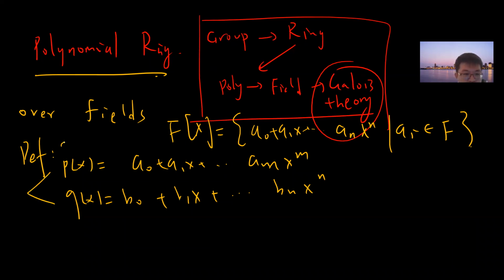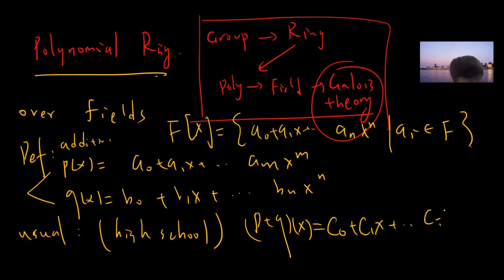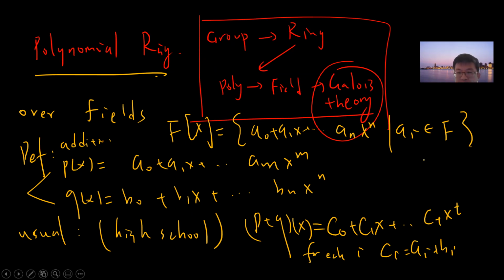And we need to define addition, right? Polynomial addition is just the usual polynomial addition. Usual means go back to your high school, so you just add. That's it. Or if you want me to write the detail, I can define P plus Q of X term by term. Let's say I write it as c0 plus c1 X up to ct X^t. For each i, we have ci equals ai plus bi, and if there is no such i, we define it as 0.